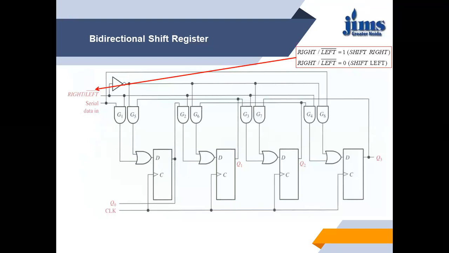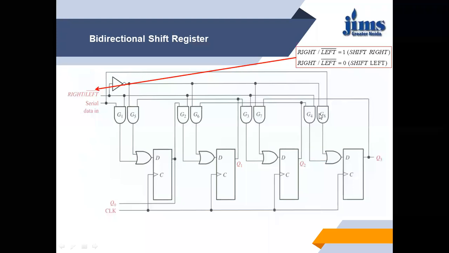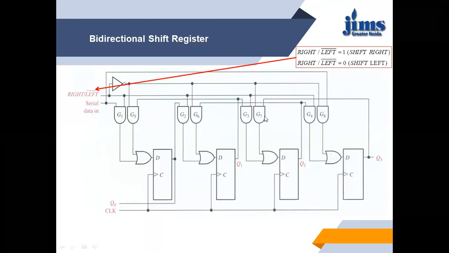Now suppose this value is 0. The right oblique left bar is 0, then the output of G1, G2, G3 and G4 will be 0. And in this case, G5, G6, G7 and G8, all AND gates, will be activated because the output of the NOT gate is 1. And the serial data is fed here because the output of this gate is 0. This input serial data goes to G8. As G8 is activated, the other input of G8 is 1. The G8 input data will be at the output of the AND gate and it will travel through the OR gate and it will be here.